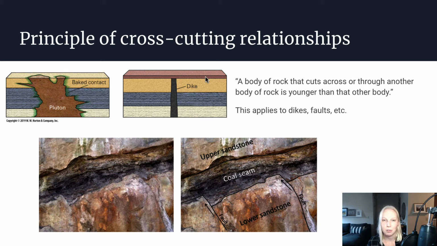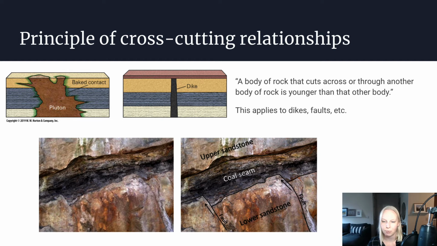So in this case, we have two cross-cutting relationships happening. We have the dike cutting across the sedimentary rock, so the dike is younger than the sedimentary rocks. But then we have the red sedimentary rock cutting across the dike, which means the red layer is the youngest in this sequence. So from oldest to youngest, we would go white stone, gray stone, gold stone, or tan. And then the dike would have been next, and then the red layer. So that is the order of relative ages of the sediments, the dike, and then the red bed on top.